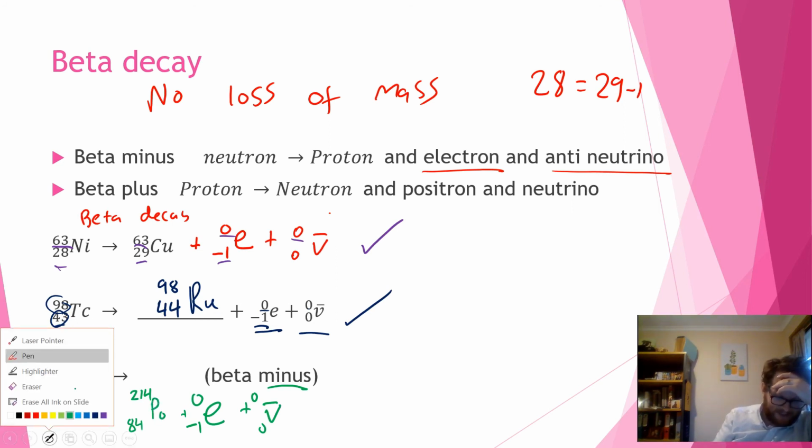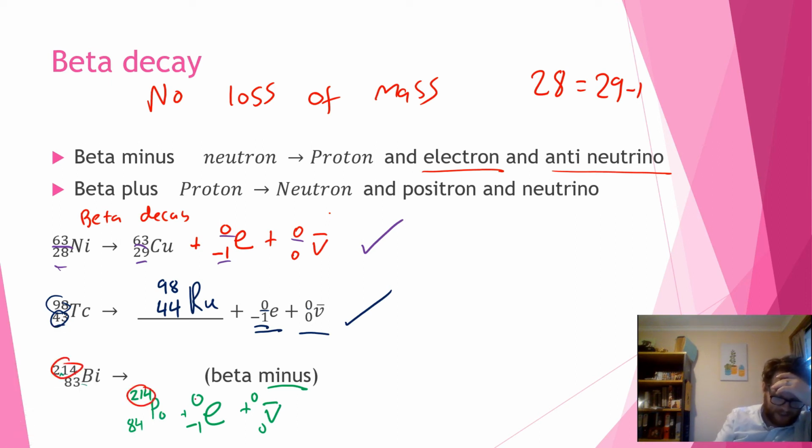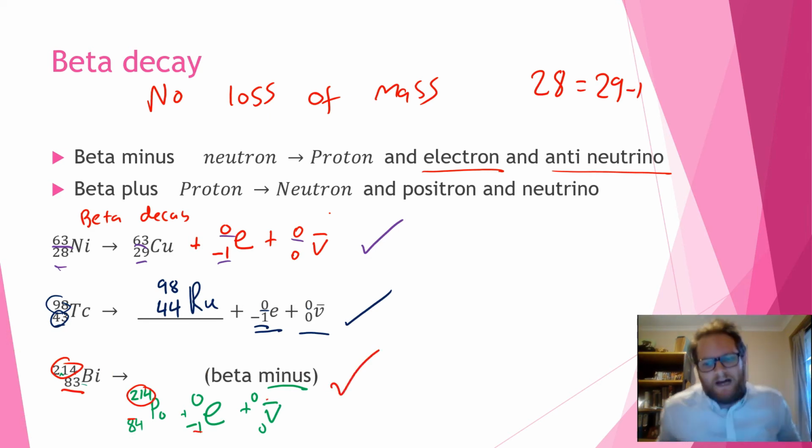Let's check to see if this is balanced. 214 on the top. 214 plus 0, 0. That's balanced. 83 on the bottom. 84. But I've got a -1 here. So 84 minus 1 is going to be 83. That is balanced. So that's beta minus decay.